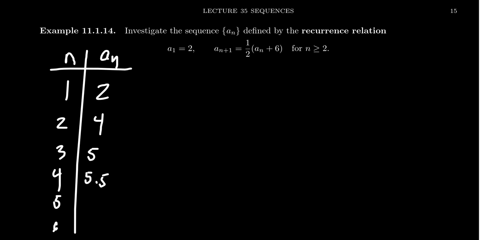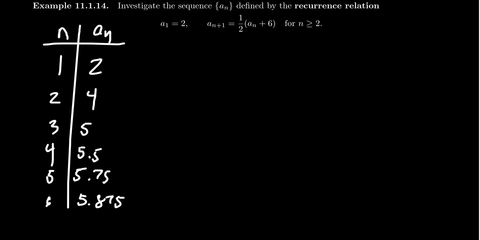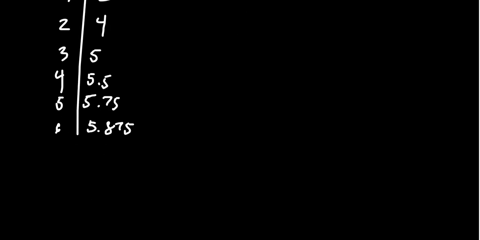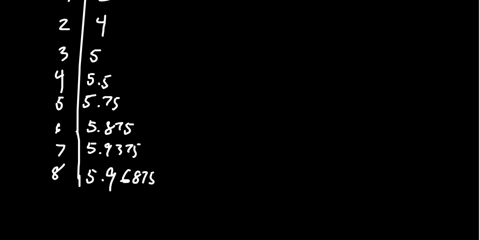The next one, I'm going to be a little bit more careless on the calculation here. If you do a5, you're going to get 5.5 plus 6 divided by 2. That's going to give you 5.75. Then if you take 5.75 plus 6, that gives you 11.75. Divide that by 2, you're going to get 5.875, like so. And keep on going with this. We'll do just a few more terms. If you do the seventh term, that would give you 5.9375. If you do the eighth term, that's going to give you 5.96875.